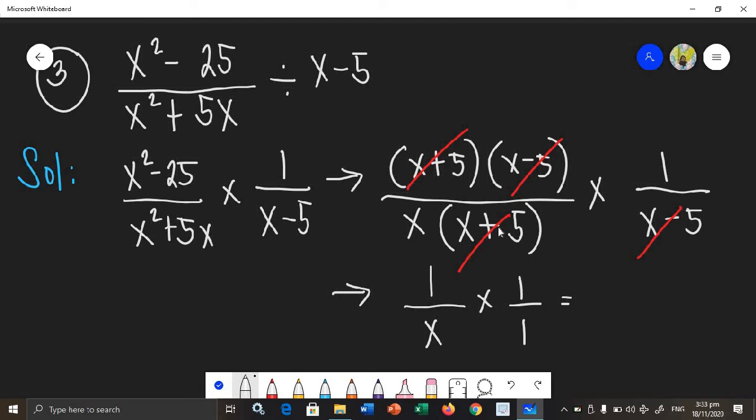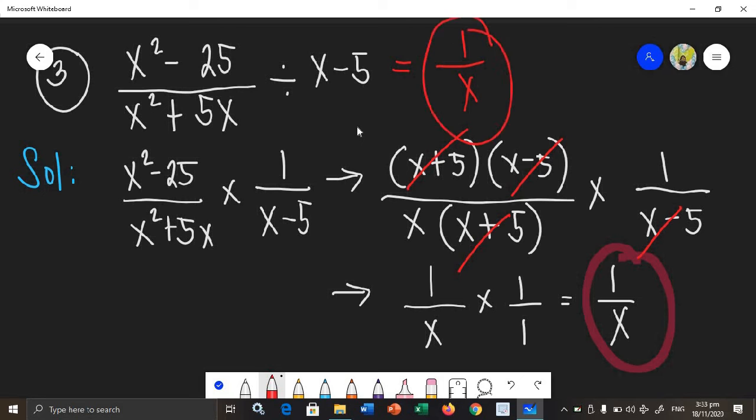So we can now multiply the numerators and the denominators. So 1 times 1, that is 1. x times 1, that is x. So therefore, this will be now your quotient. And the quotient of example number 3 is 1 over x. How about again, we need to level up.